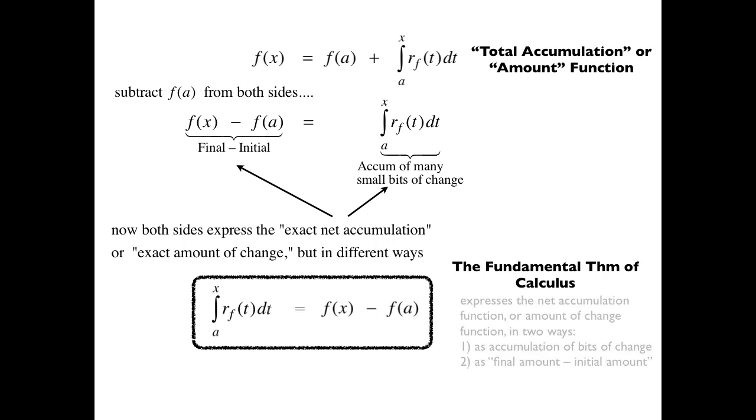So what is it saying? It's saying that we're expressing the net accumulation function, or the amount of change function, in two ways. On the left, it expresses it as accumulation of bits of change. On the right, it's expressing it as final amount minus initial amount.